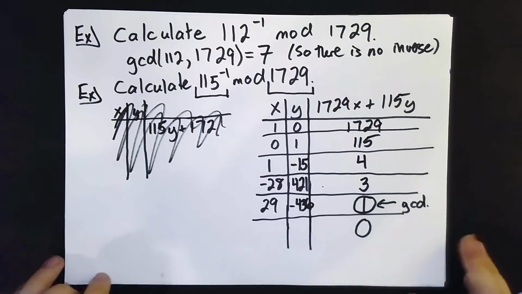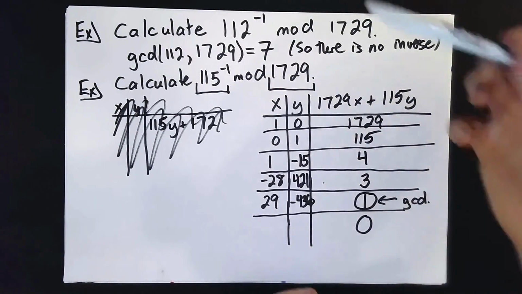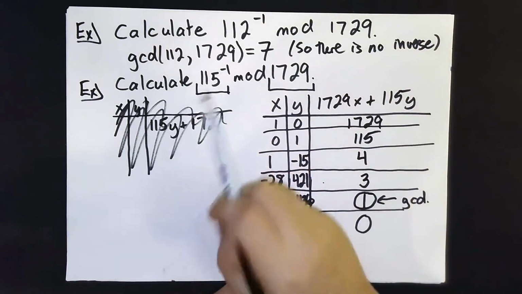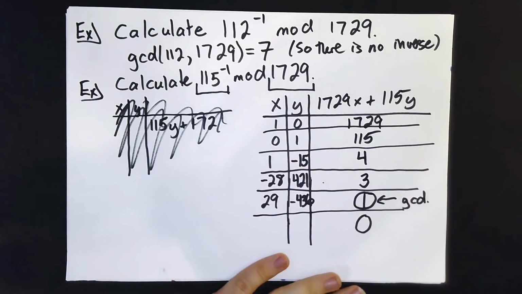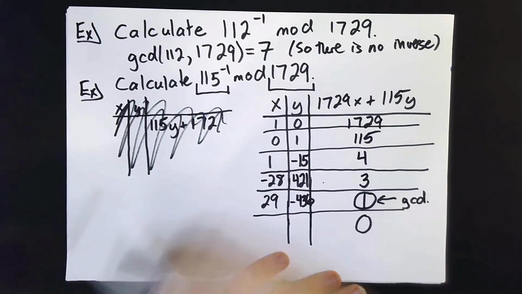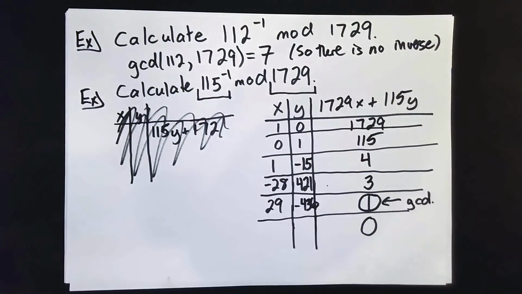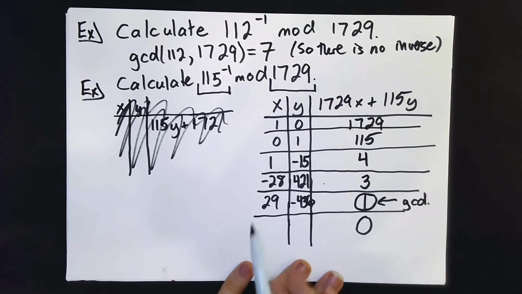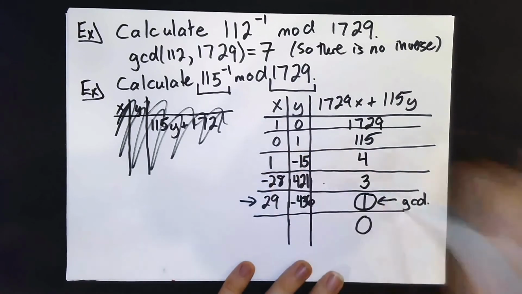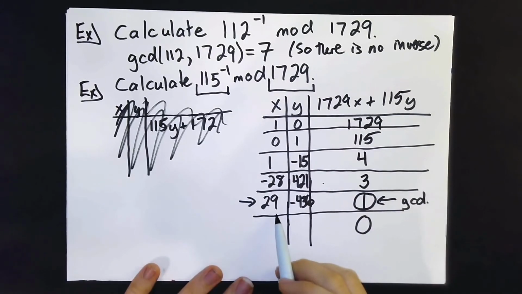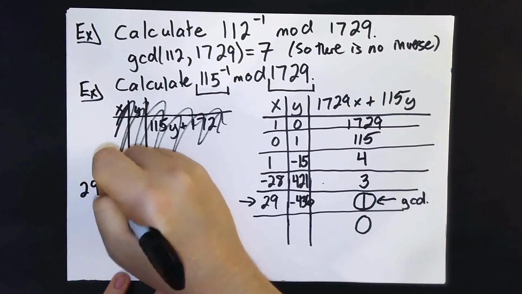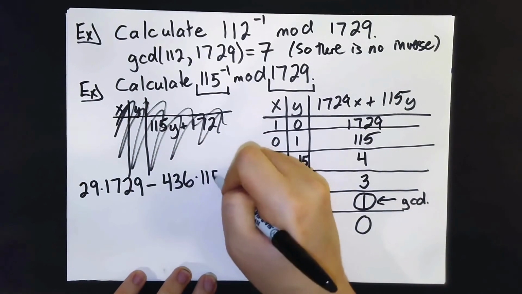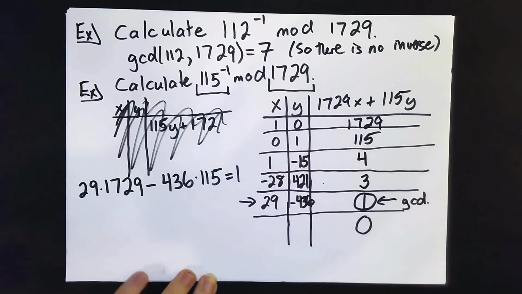So by actually making this calculation, we have shown that in fact, if you believe our theorem, 115 does have an inverse mod 1729. And I claim that actually, if you look closely, we have found that inverse. Namely, what am I going to do? I'm going to look at this line. What does this line say? This line says that 29 times 1729 minus 436 times 115 is 1.